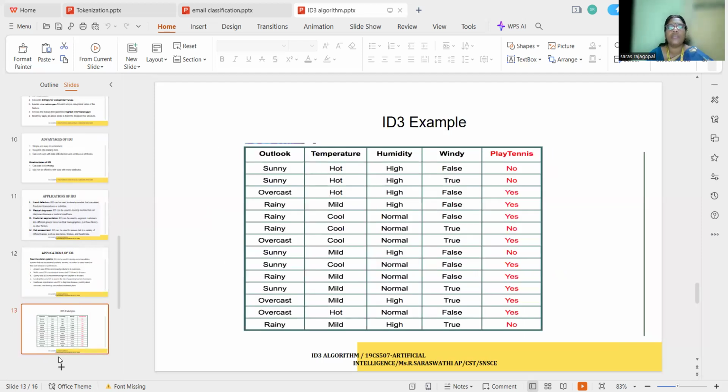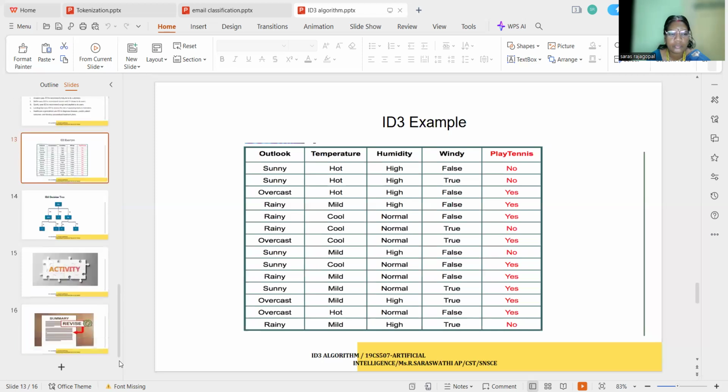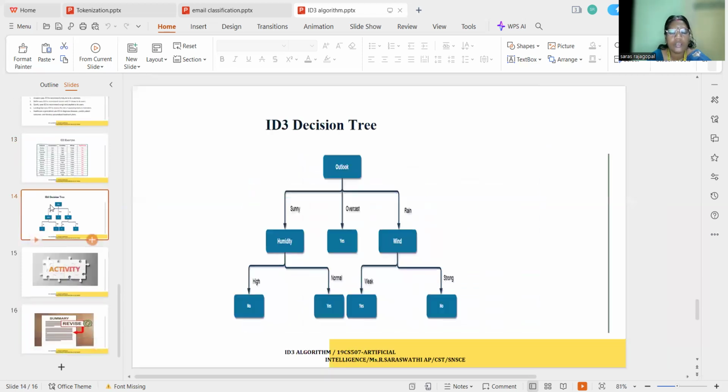This is an example of the ID3 algorithm. The data set contains four categories: outlook, temperature, humidity, and windy. Play tennis is the outcome of the data set, whether it is yes or no, based on the above four data attributes. This is a sample decision tree diagram.